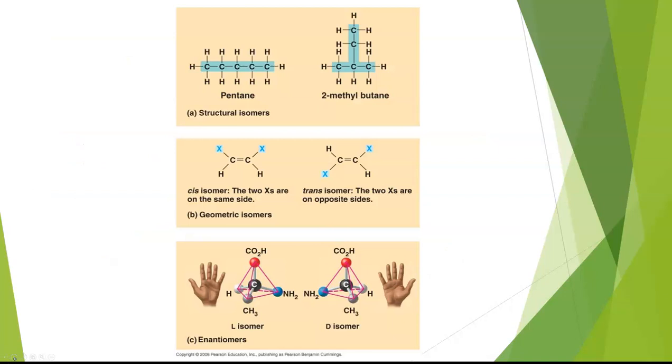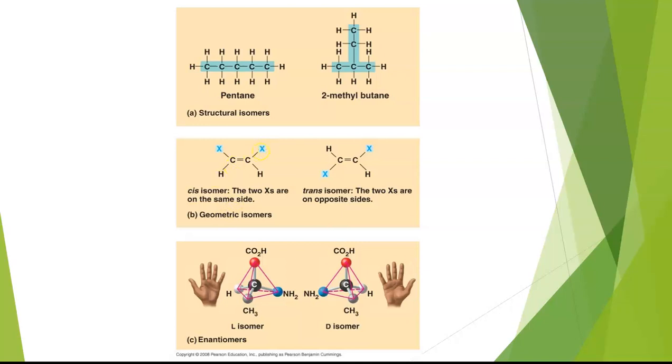There are different types of isomers. I wouldn't worry too much about this. I wanted to put them in there so you had an idea and you could see that there were some differences between them. Again, this is a structural isomer, so the shape of it is very different, but they have the same exact molecular formula.